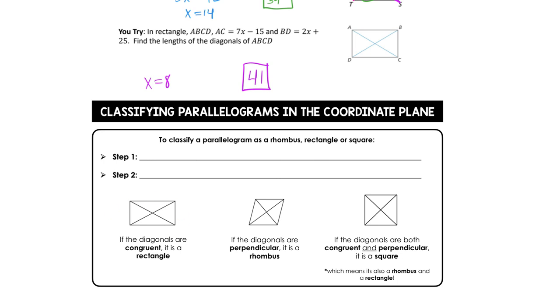So again, the easiest way to do this is to only focus on those diagonals, because that's actually enough information to classify the shape very specifically. So the first thing I would do is test to see if it's a rectangle. If it's a rectangle, that means the diagonals have to equal each other. So I would start by finding the length of both diagonals.